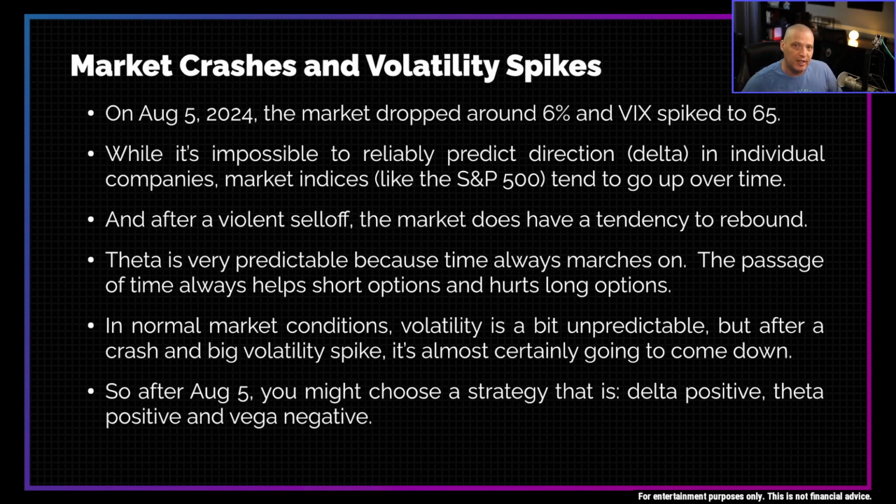So if you're putting on a trade after August 5th, after an event like that, should you be putting on a Vega positive trade or a Vega negative trade? Well, obviously you want to put on Vega negative trades, because those are the ones that benefit from high volatility collapsing. So if we add all of this up, after August 5th, what is the most appropriate kinds of option strategies to put on? They are delta positive trades, theta positive trades, and Vega negative trades.